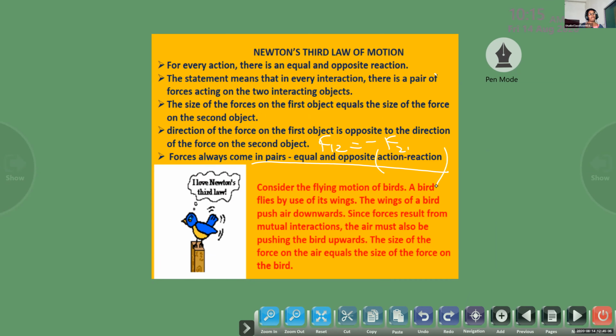If you talk about every motion in the universe, it obeys all these three laws. Take a bird flying. The same thing happens. When the bird flaps its wings, it flaps the wings downward. That means it is pushing the air downward. The bird is pushing the air downward. Then the air in turn pushes the bird. That is why the bird goes higher and higher.